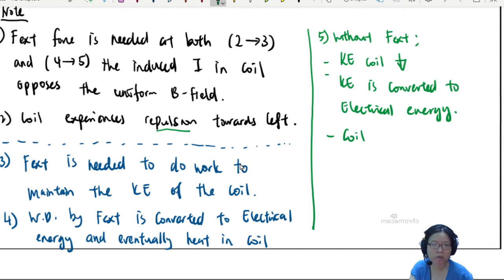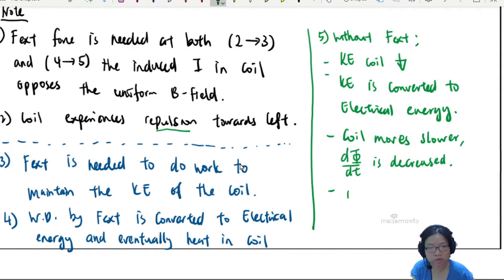Okay, so the coil moves slower, and because of this, your rate of change of magnetic flux, or d flux dt, is decreased. So if d flux dt is decreased, the induced EMF is lesser, as it decreases with time.